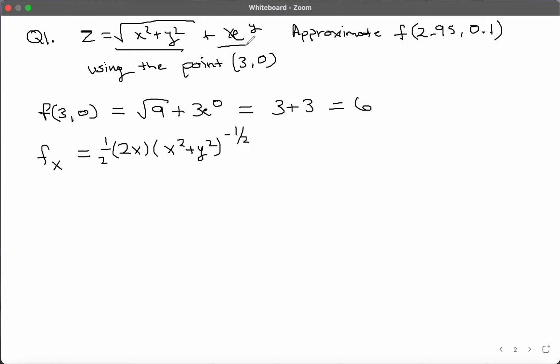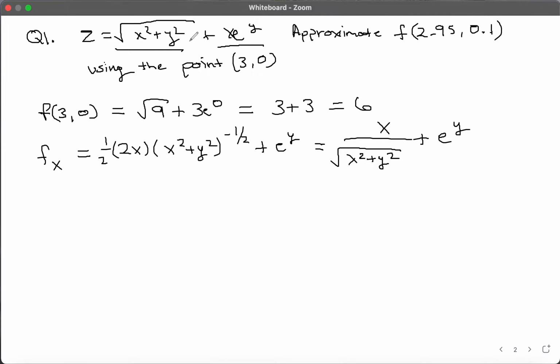And then for plus x e to the y, again, e to the y can be treated as a constant. So just the derivative of x, which is 1. So we get plus e to the y. Cool. And then simplifying that, we know 1/2 times 2x is just x. I'm going to write this part in the denominator: x over the square root of x squared plus y squared, and then plus e to the y.